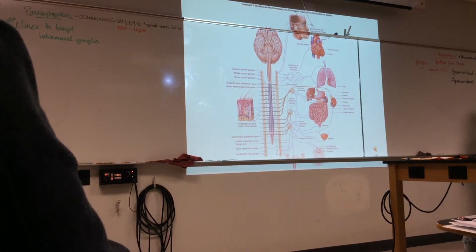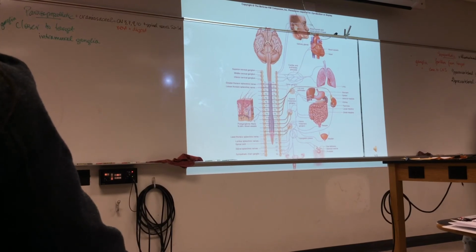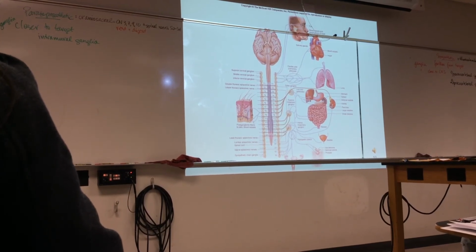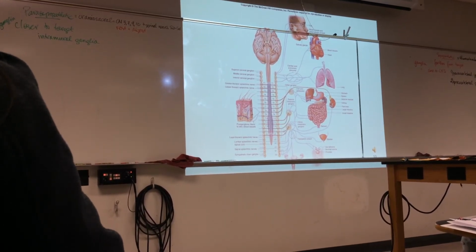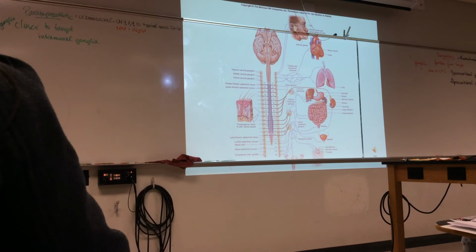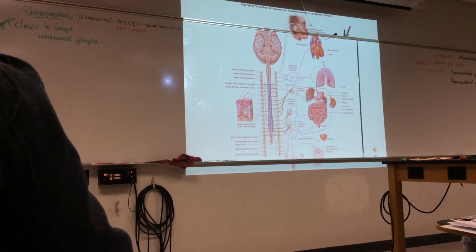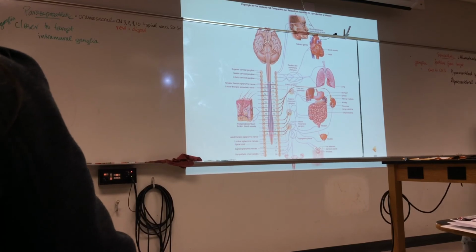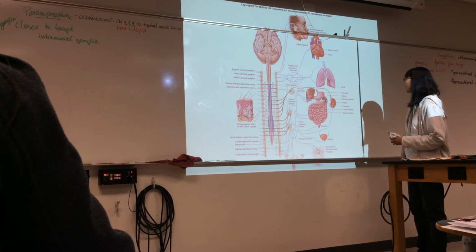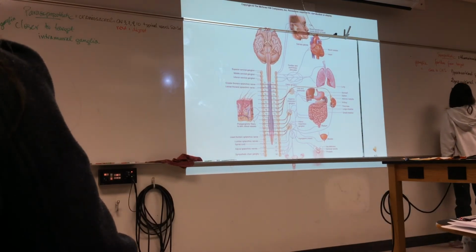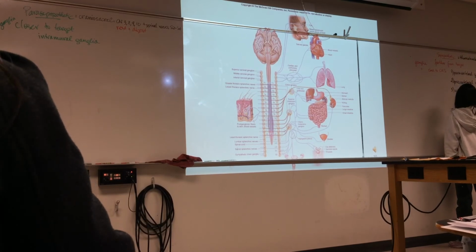Okay. So this is called celiac, superior mesenteric, and inferior mesenteric. All right. The third ganglion is the adrenal medulla.